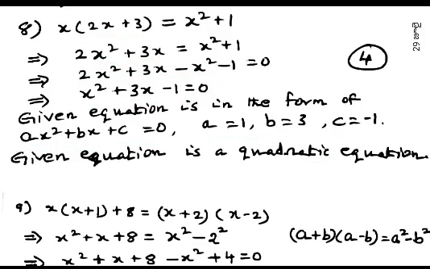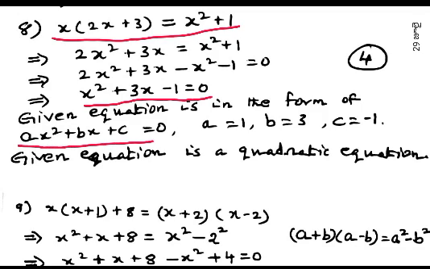That is, this is the given equation. It can be rearranged and rewritten as x² + 3x - 1. It is in the form of ax² + bx + c = 0. Therefore, it is a quadratic equation. Now, we consider another problem.